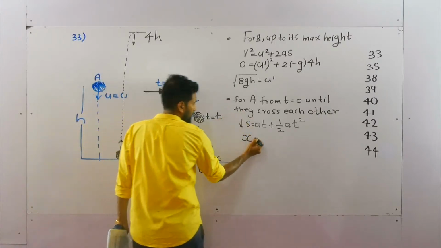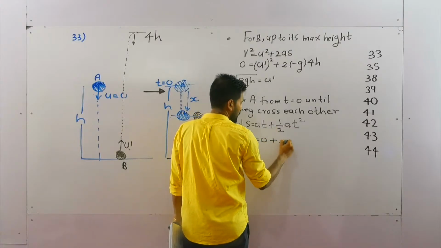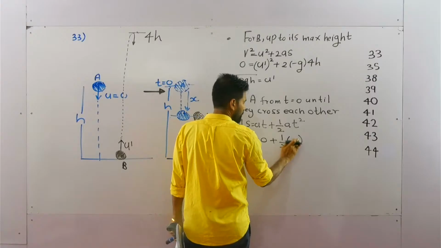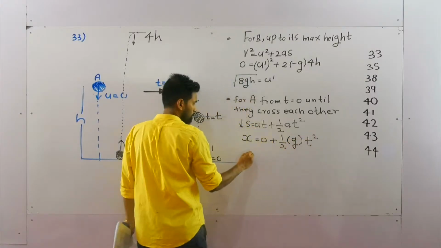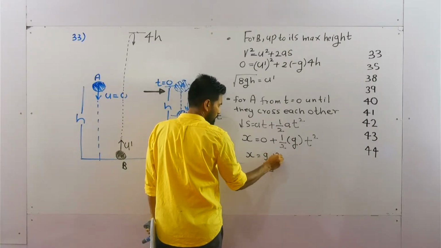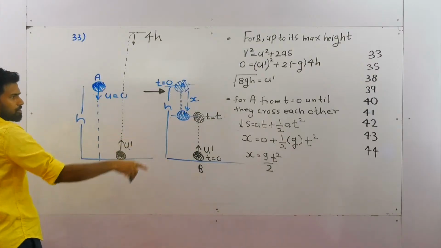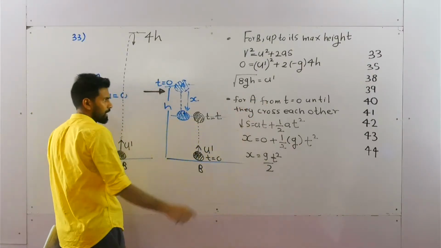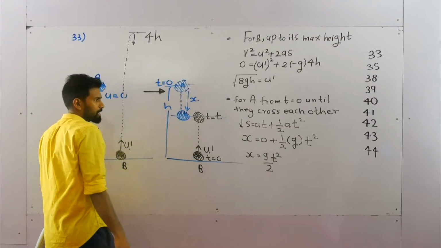X is equal to, it was dropped, so initial velocity is 0, plus half acceleration of gravity, let's say g, t square. So x is equal to g over 2 t square. For A, from t equals 0 until they cross each other, the distance it comes is half g t square.